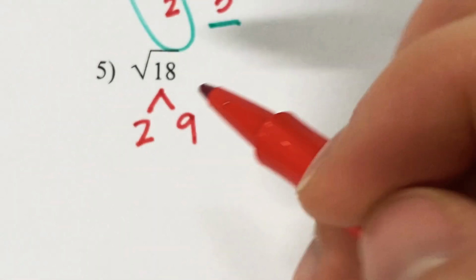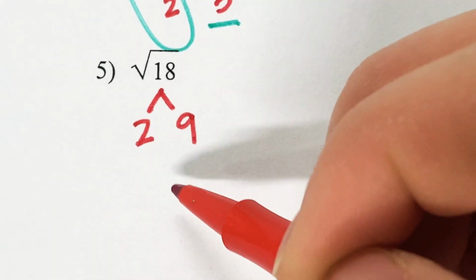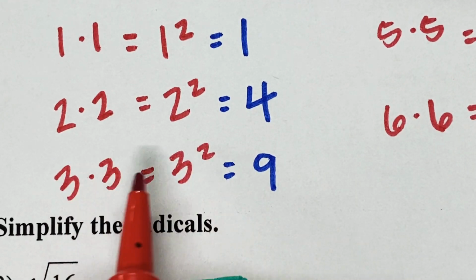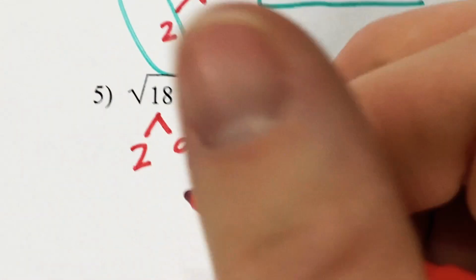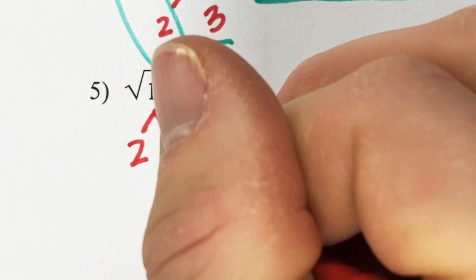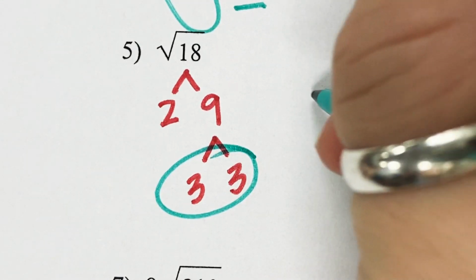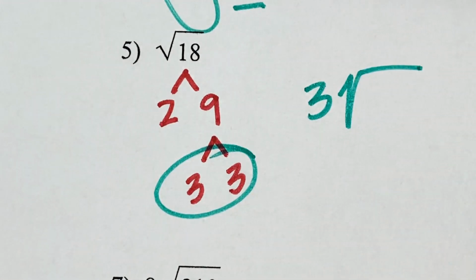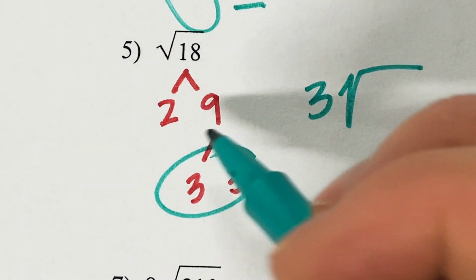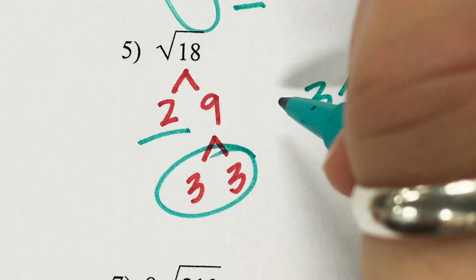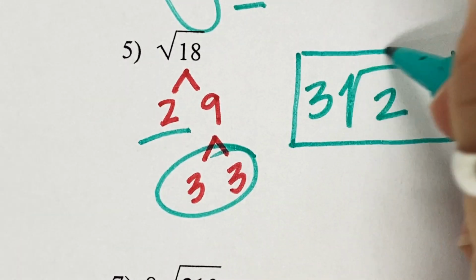9. I can't break 2 down anymore, but again, 9 is on this list. Ooh, yay. So that means I automatically can get a pair out of 9: 3 and 3. Here's my pair. They create one couple, so one 3 got to leave the radical, and then the 2 had to stay inside. So our final answer is 3 root 2.